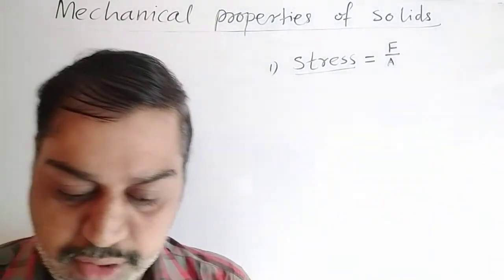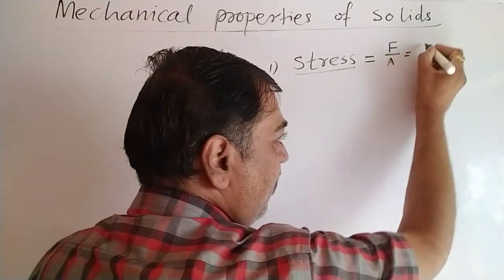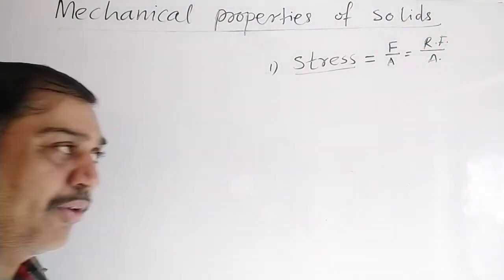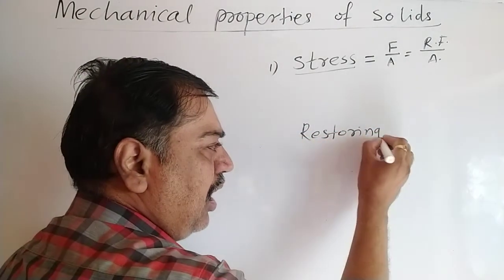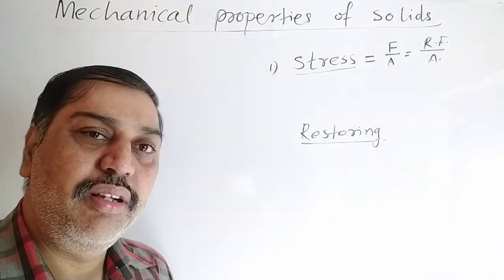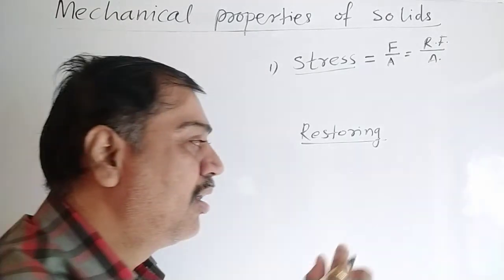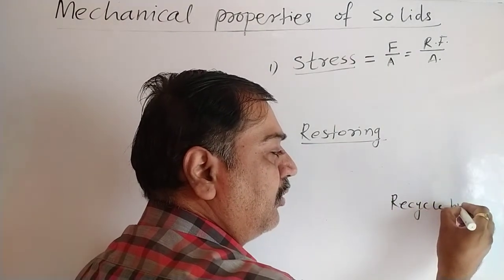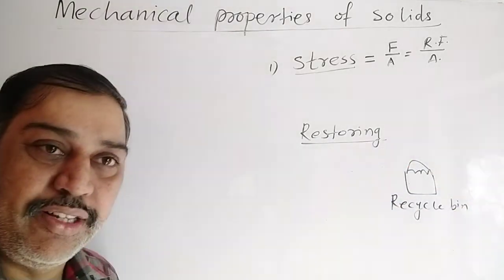In your book they have used the words restoring force per unit area. In your book they have mentioned this F as the restoring force per unit area. Now what is meant by restoring force? Here they have mentioned restoring force. I hope all of you know how to use a computer. In a computer there is one app, or we can say one logo, that is the dustbin or recycle bin. Such a type of bin structure is the symbol on the computer.